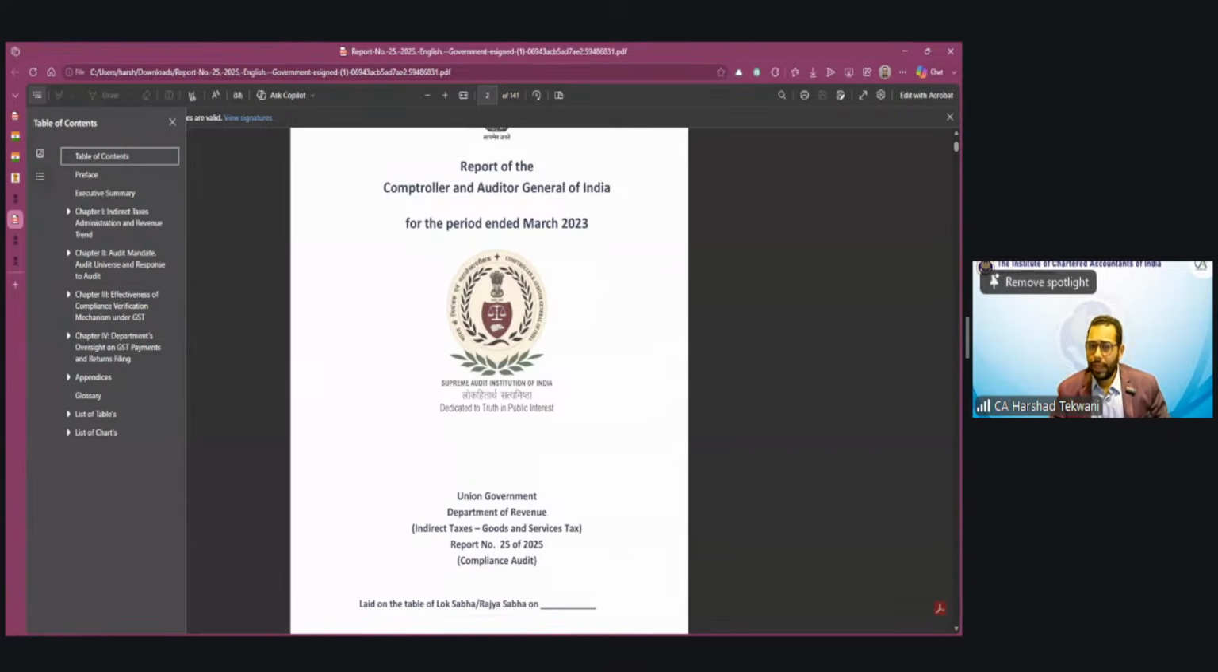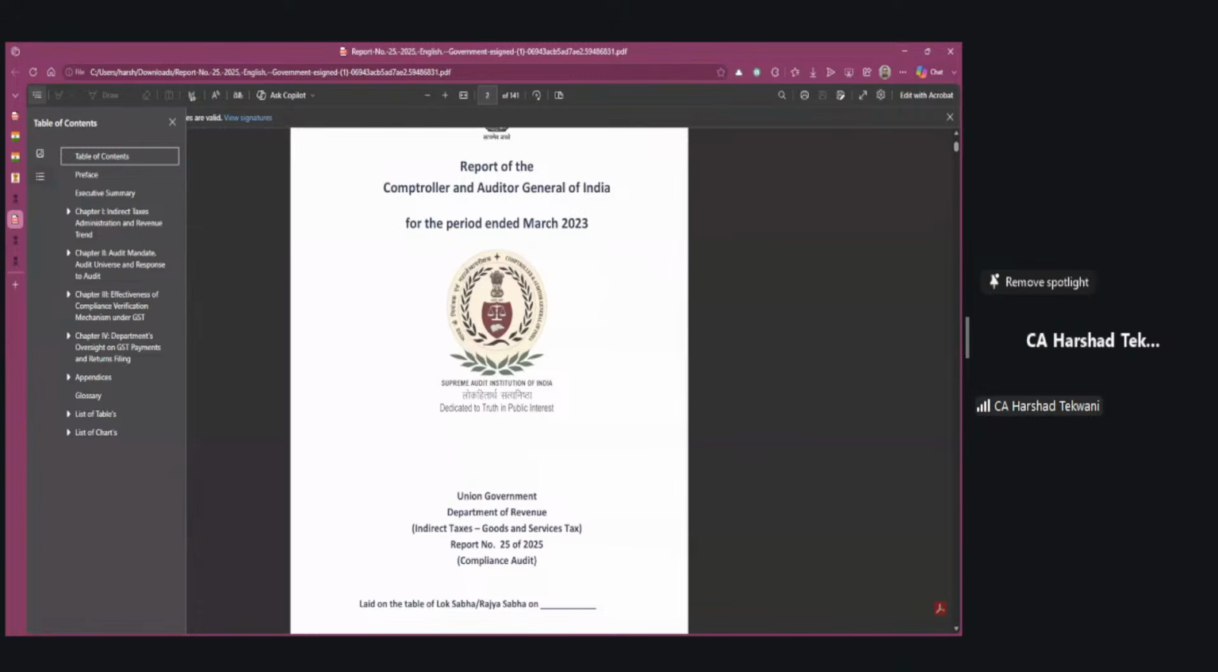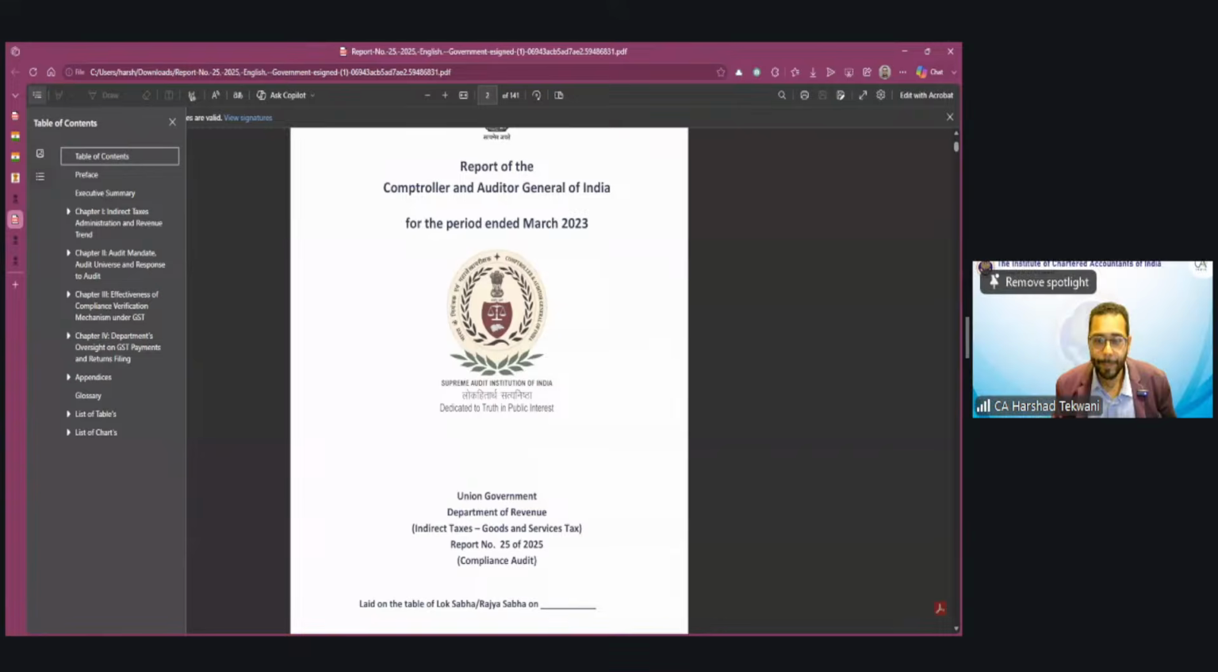Again, now these reports, as I said, will be laid on the House of the Parliament, and then it will be made available to the public through the Parliament. Okay, so let's see the content first of all, a bit of content of this report.